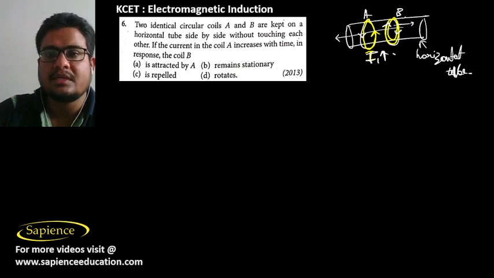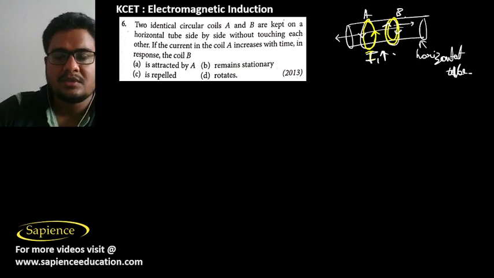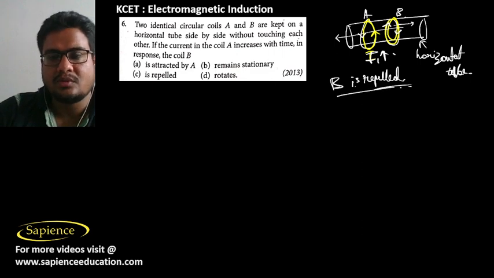So it means that anti-parallel currents will repel. So if the current in the coil A increases with time, in response the coil B is repelled. So option C is the correct answer.